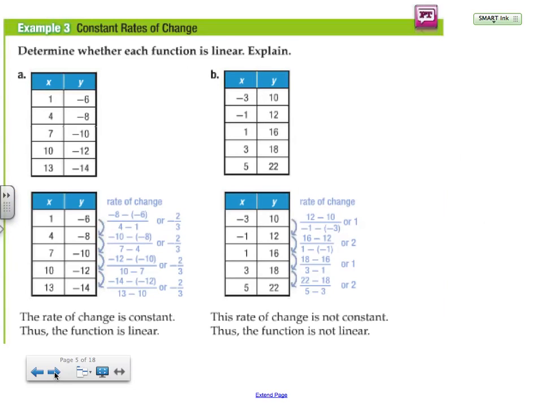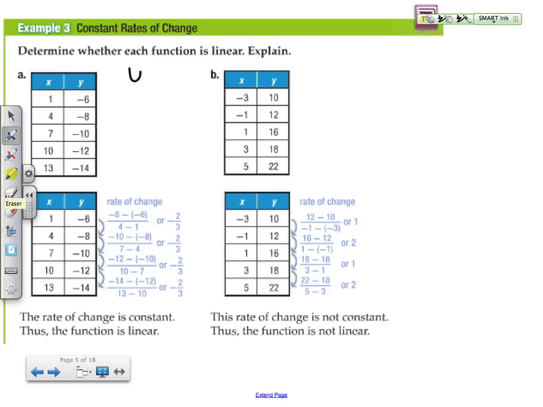So we can look at rate of change in tables, and you can look at a table and decide whether or not the function is linear. So here we have a table of a function, and we have to determine whether or not it's linear. And the way we would do that is we would look at the change in y over the change in x, all right?